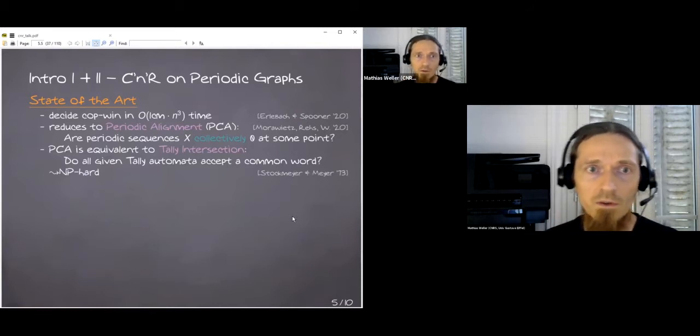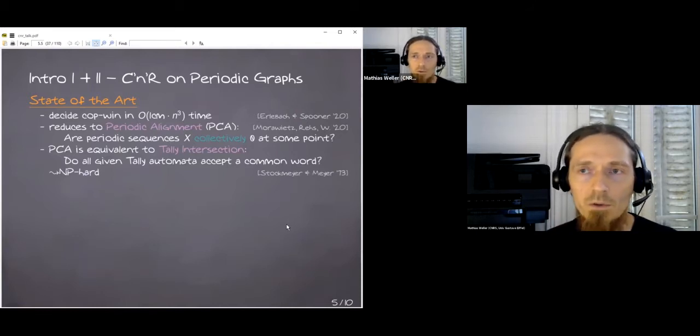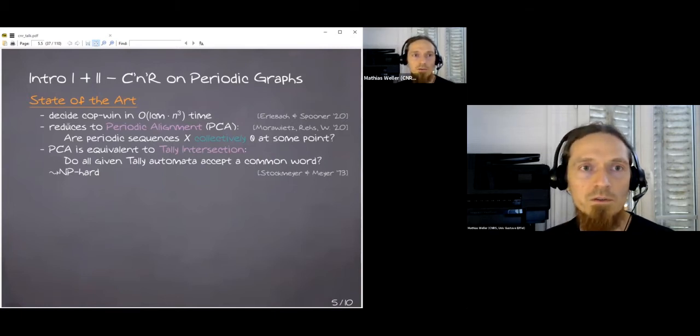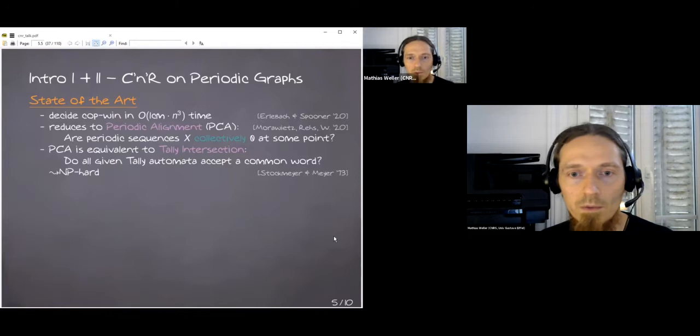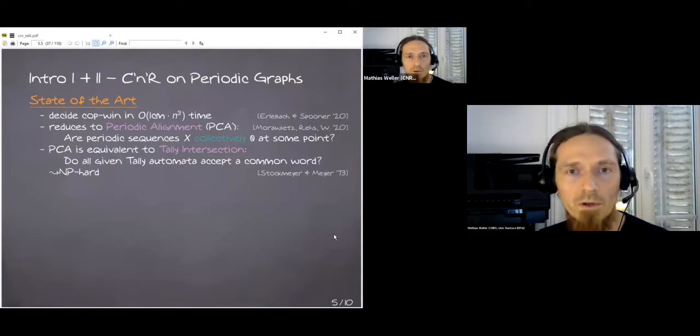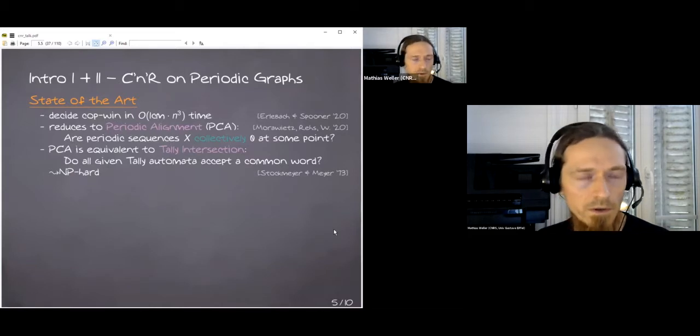And it has been shown that this tally intersection is NP-hard, which already answers the question, together with this reduction, which I didn't show you, but maybe I'll have time. It answers the question whether the cops and robber game is NP-hard, the decision variant.